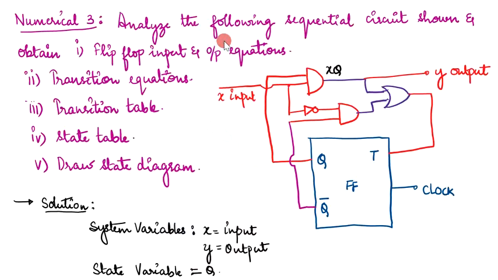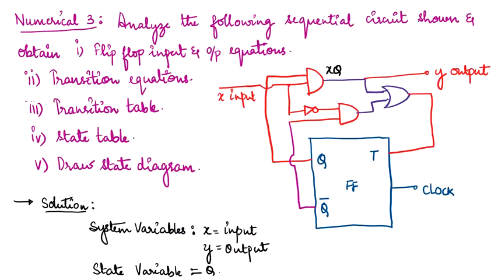The numerical says analyze the following sequential circuit that is shown, and you need to obtain the flip-flop input and the output equations, transition table, state table, and draw the state diagram. One important note is that not always will the question be asked in much detail like the way they have given here, wherein they have deduced the question into 5 different steps. Sometimes they will directly ask you to analyze the sequential circuit. That means you yourselves have to deduce it to obtain the state diagram.